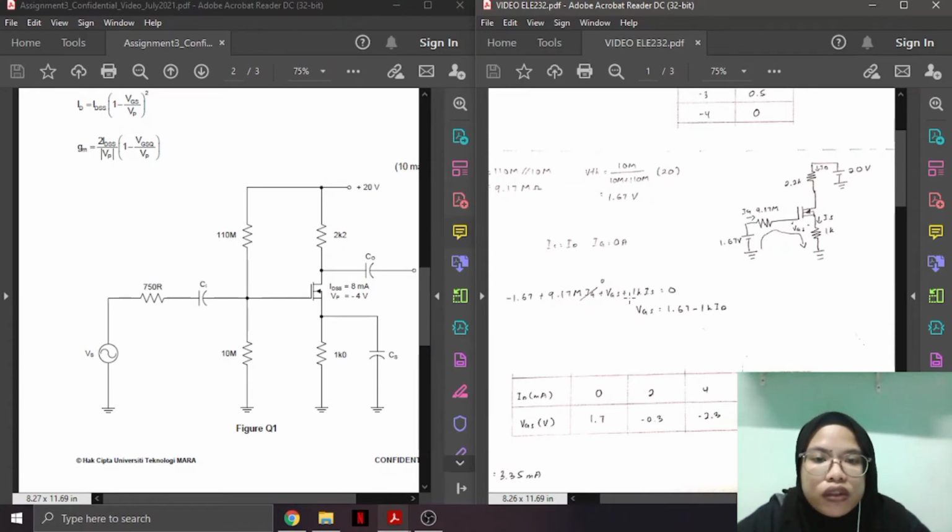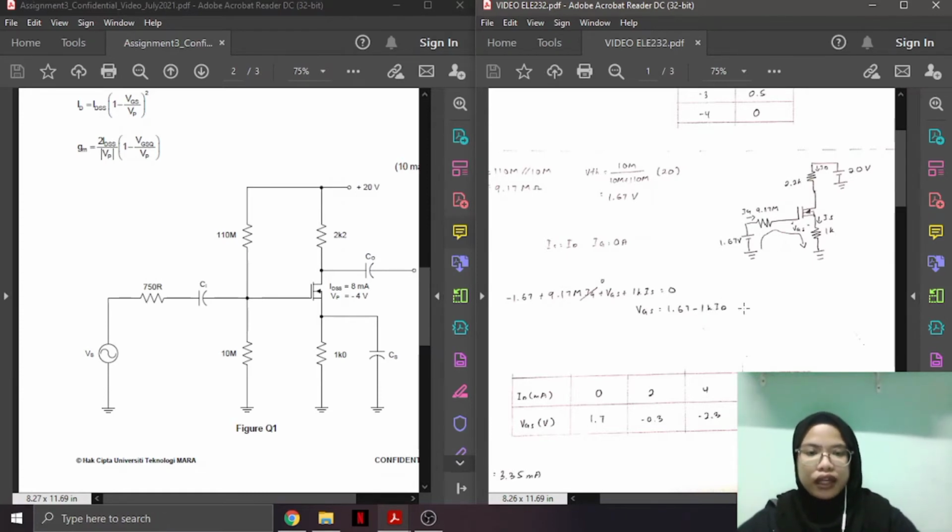Okay, from here you can see that I cancel the IG because in the MOSFET the IG is equal to 0. So we cancel this one. So VGS is equal to 1.67 minus 1K ID.